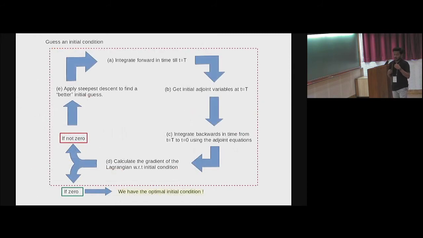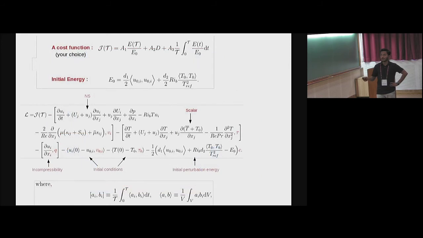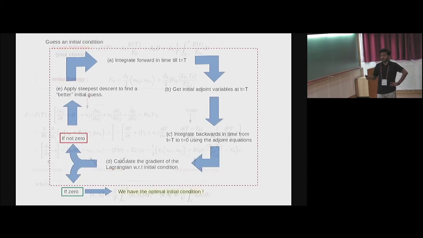So once you have that, you can follow this kind of loop. You guess an initial condition. The primary motive of this flow chart is to find an optimal initial condition that does something. But what it does is defined by this cost function. You can define anything: energy, dissipation, anisotropy, your potential energy, whatever. So it's up to you. You guess an initial condition. It will be an absolutely random initial condition.